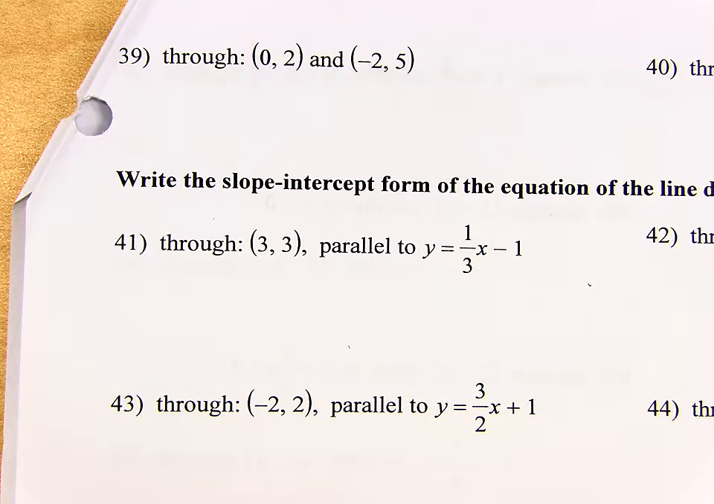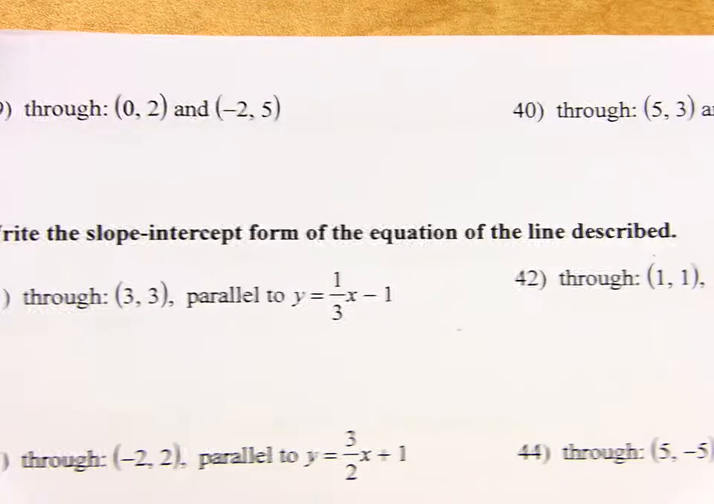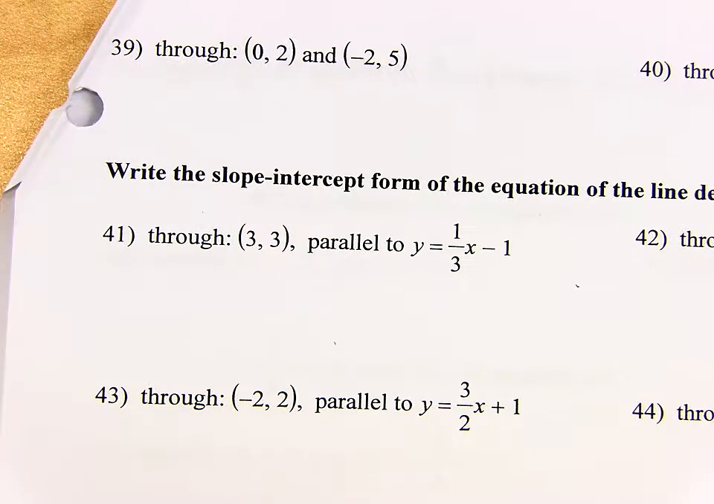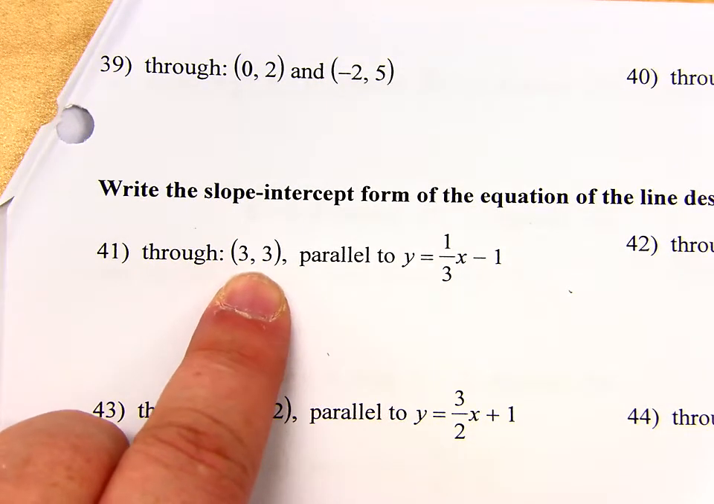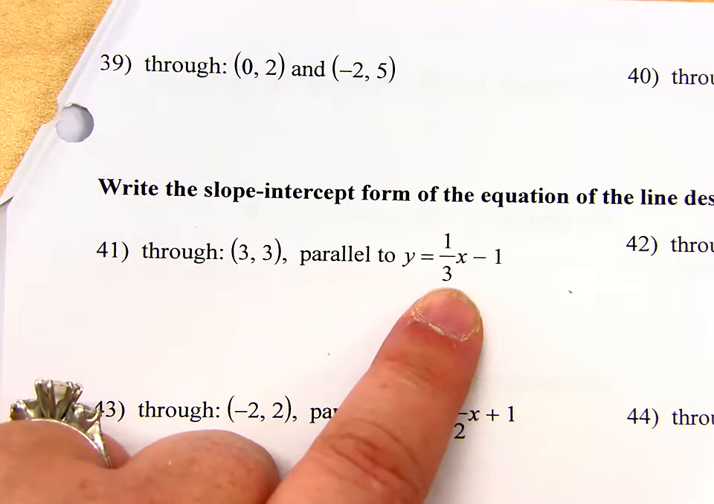So we have a problem here that says write the slope-intercept form of the equation of the line described. So I want to go through this point, and I want my line to be parallel to this.